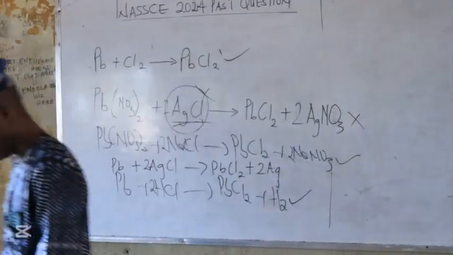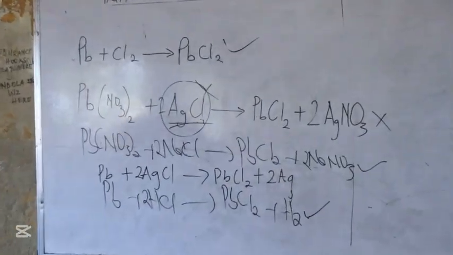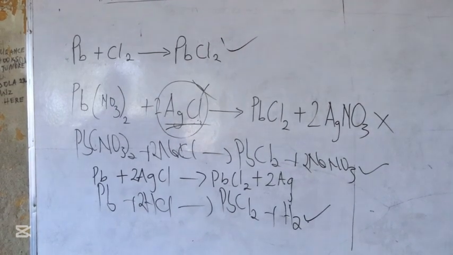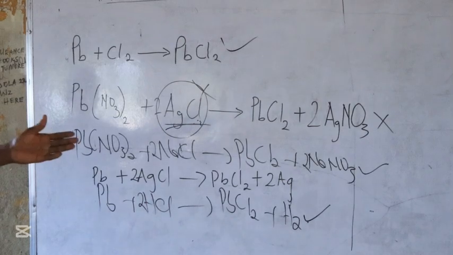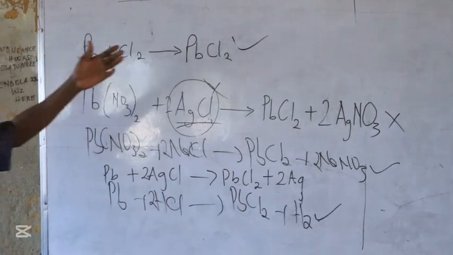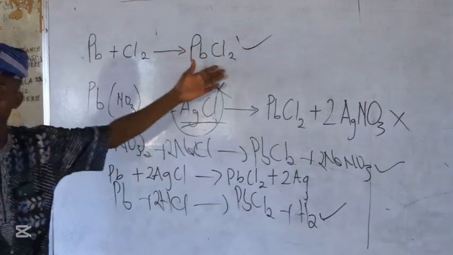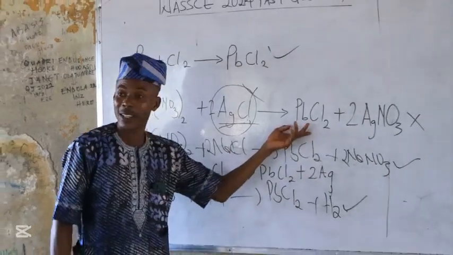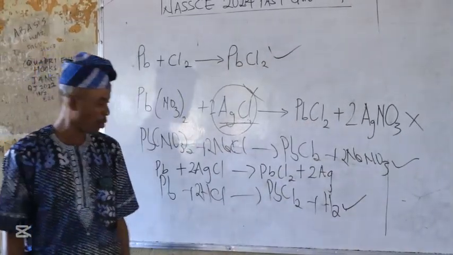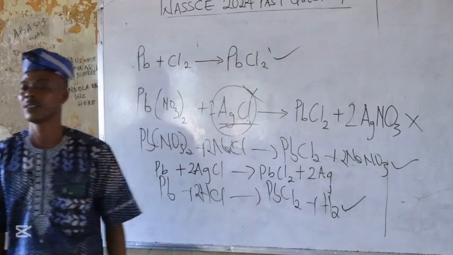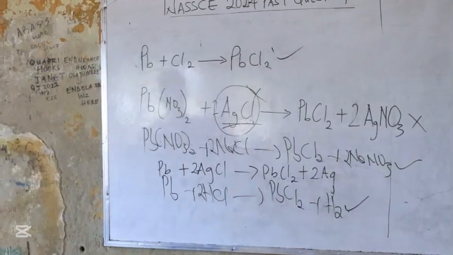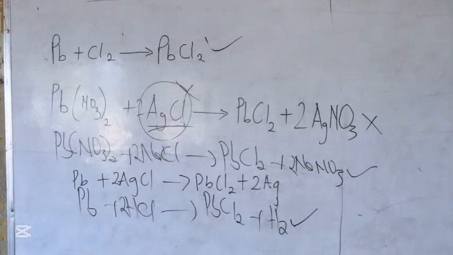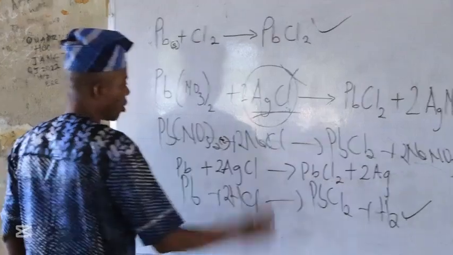What are the conditions that will increase the rate of production of lead 2 chloride? Once you are producing lead 2 chloride, what condition will increase the rate of production here, and what condition will increase it here? Now, let us hear it. David, let us hear your words, your solution.